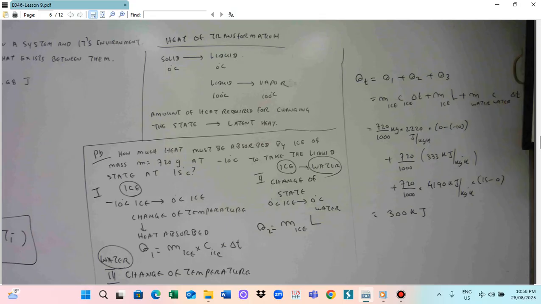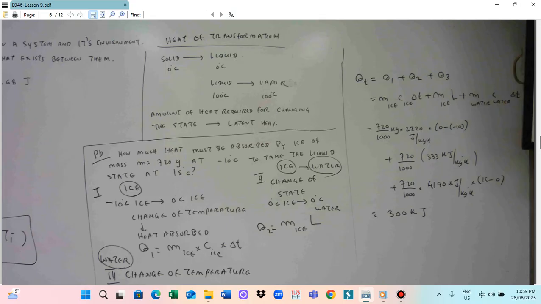So for the change of temperature, the heat absorbed is Q1. The formula to calculate it is Mi multiplied by Ci multiplied by delta T. So this is for the first stage: minus 10 degrees centigrade ice changing to 0 degrees centigrade ice. This is for the change of the temperature.